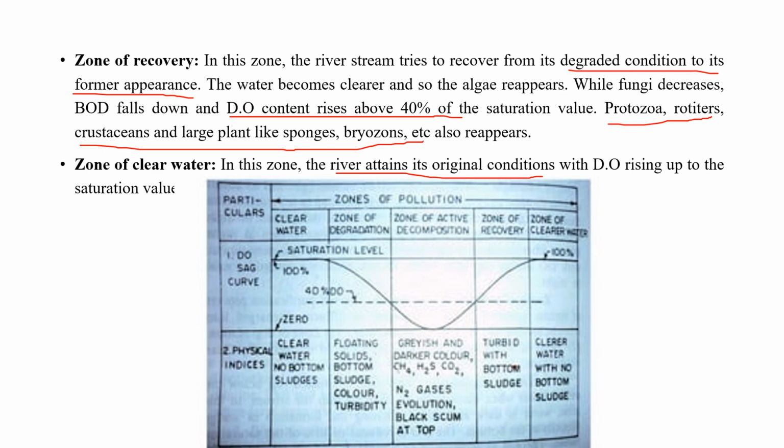Even in the zone of degradation, you can see some aquatic organisms, but they can't thrive. But when it comes to the zone of active decomposition, they can't even stay alive in this zone. Aquatic organisms will be totally absent in this zone. But when it comes to the zone of recovery, everything will start to flourish. There will be some turbidity due to the sludge, but aquatic organisms will thrive in this zone. And the zone of clear water, zone 5, zone 4, these zones can actually be useful for domestic purposes. That is the actual thing that is happening here.